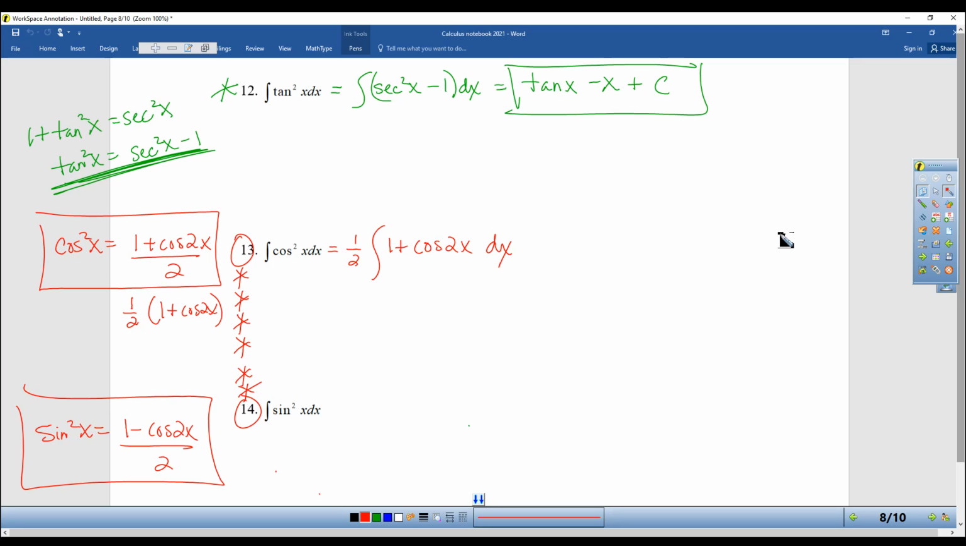Oh, I guess you want the answer. So the answer is x over 2 plus sine of 2x over 4. I would love, love, love for you to get this correct, but I regret to say you will probably be back, turning your video back on, unpausing it to watch how this is done, because you probably won't get that. Okay, so let's do it together.